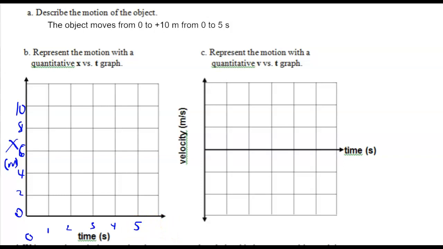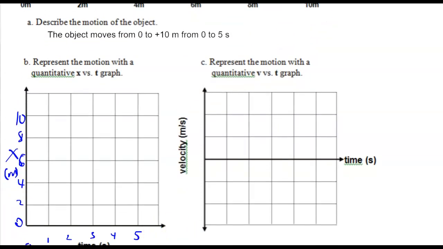And all we're going to do is place these dots on here. I'm going to use a different symbol to help put this on better. So at 0, 0, that's the first one. Then at 1 second, it's at 2. 2 seconds at 4. 3 seconds at 6. 4 seconds at 8. And then 5 seconds at 10. So we have our line, and it looks like our line is going like that. So we've represented this motion.